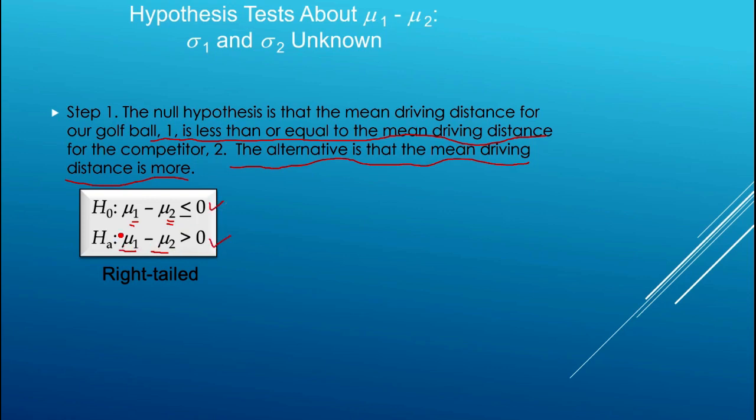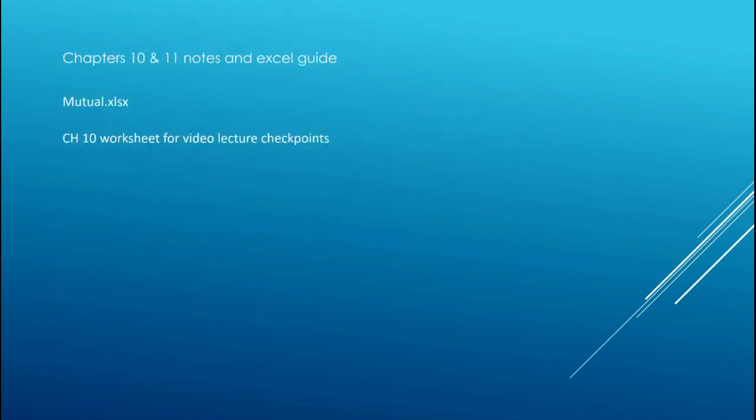So our null hypothesis must be that our golf ball has a driving distance on average that's less than or equal to the competitors, and that of course implies a right-tailed test. We're going to reject the null hypothesis if, in the samples, the driving distance from our golf ball is larger than the driving distance of the competitor's golf ball by a large enough margin. Okay, so we've set up the null and alternative hypotheses, and then we're going to take a break here.